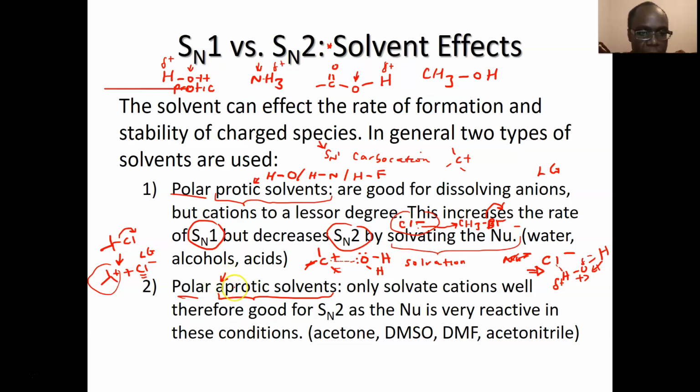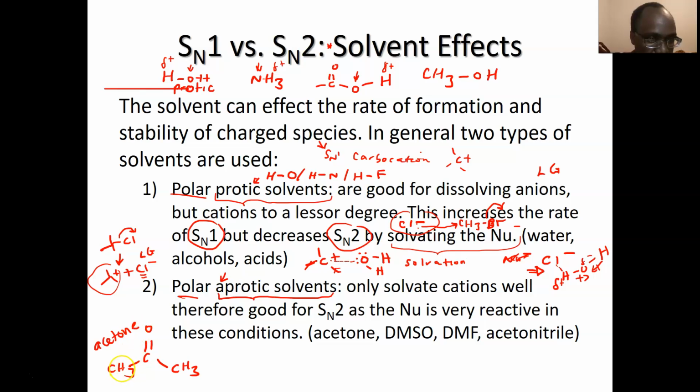Aprotic, a means there's no protic hydrogen, so you don't have hydrogens attached to either oxygen, nitrogen, or fluorine. An example of those solvents is acetone, which is basically the nail polish remover. Okay, so this is acetone.